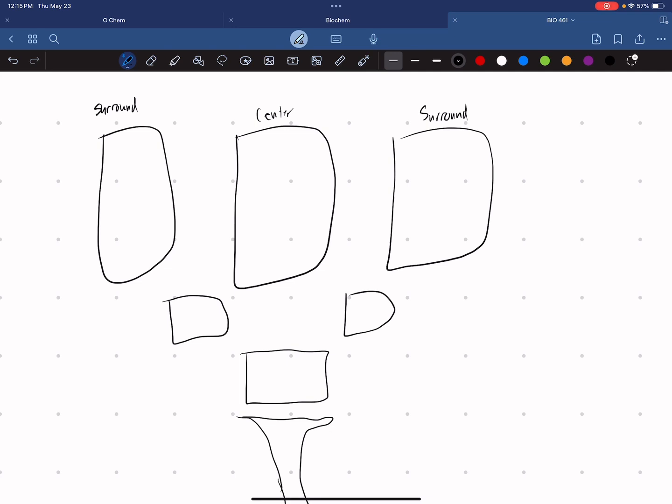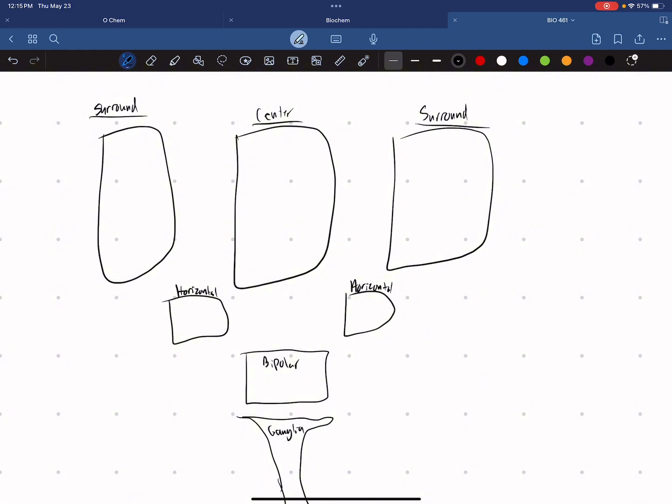Okay, so now to talk about visual fields, we have to talk about surrounds and center cells. So here we have the photoreceptors here, here, and here. And these are horizontal cells. And here we have bipolar. And here we have ganglia.